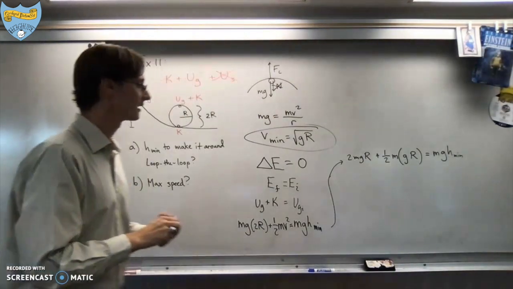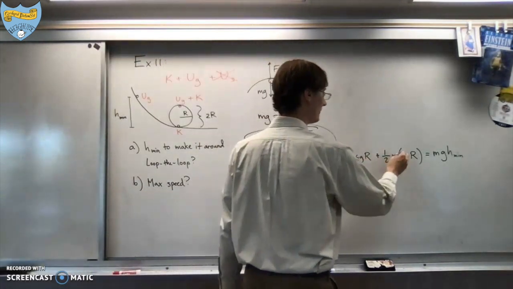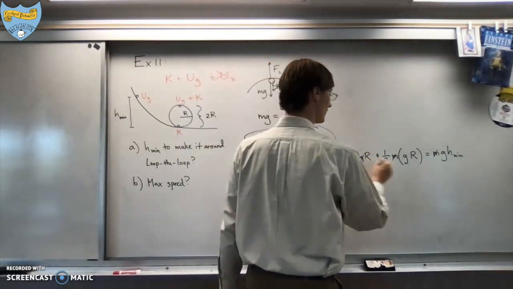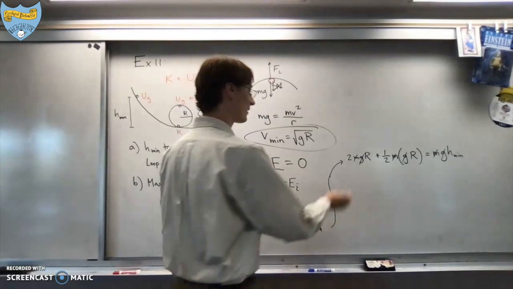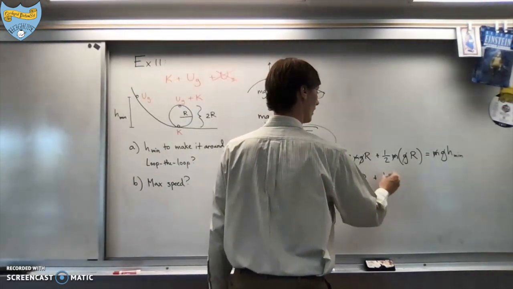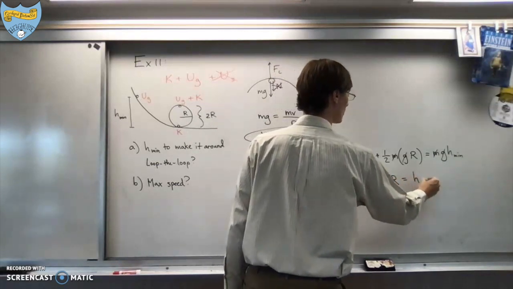All right, let's see. A little bit of algebra later, you see that there's an m in every single term, so the m's will cancel. You see also that there's a g in every single term, so the g's will cancel. That leaves me with 2r plus 1/2 r equals h min.